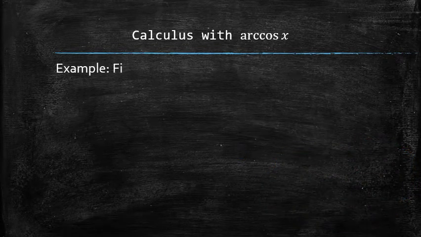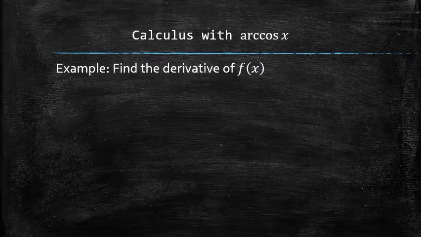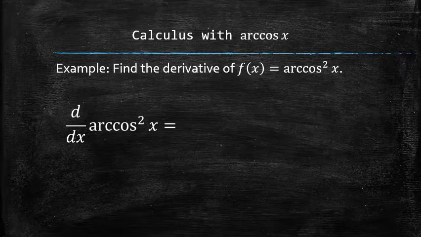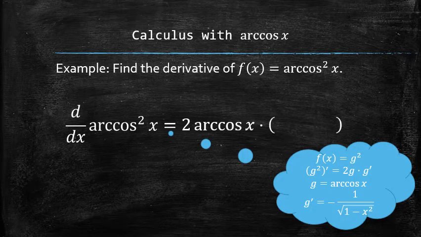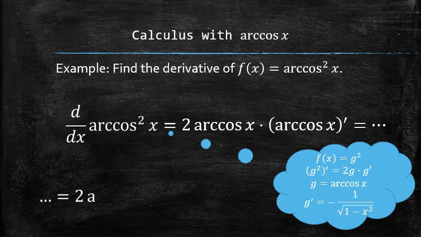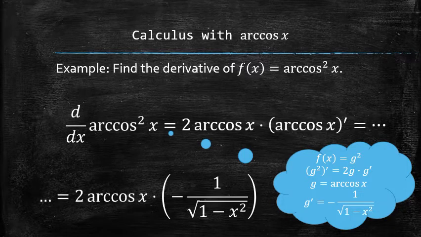Let's do another example. We start the process by recognizing that we have to find the derivative of a composition of the square function applied to the arccosine function, which is equal to the following expression in which we know how to find all the components. And there isn't much to simplify here.